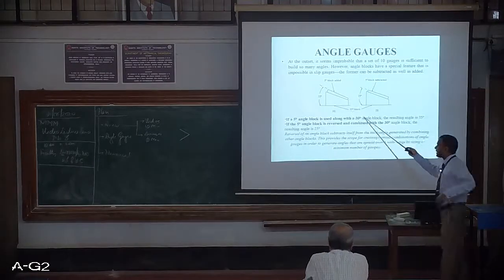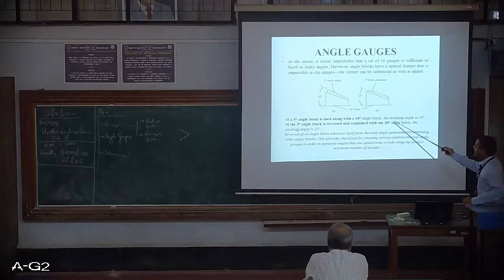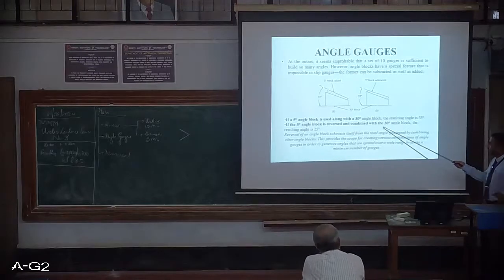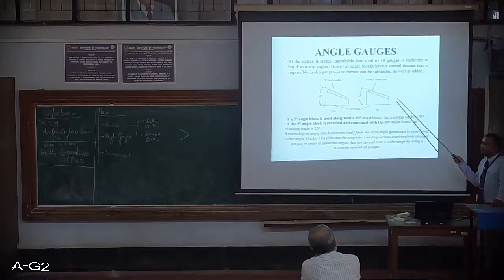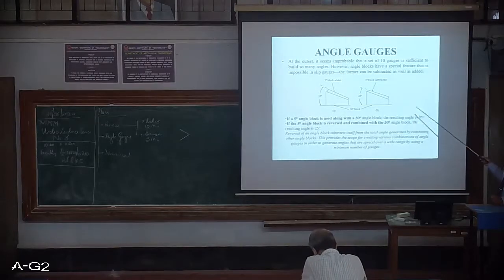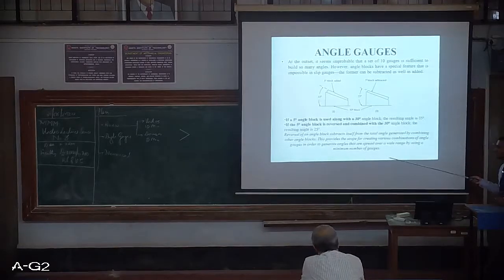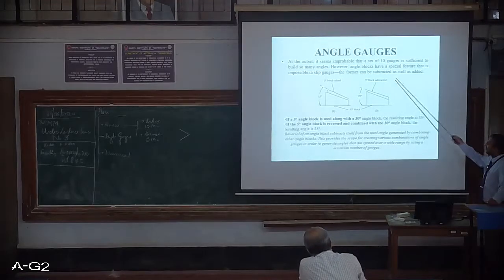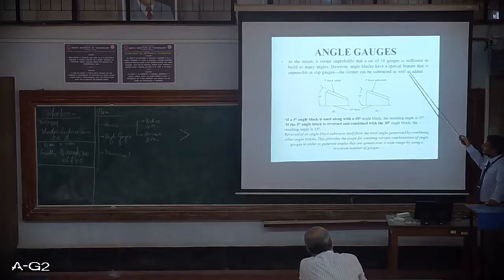subtracting the angle gauge. So over here, if a 5 degree angle block is used along with a 30 degree angle block, the resulting angle is 35 degree. And if the 5 degree angle block is reversed and combined with the 30 degree angle block, the resulting angle is 25 degree. In this way, we can set any particular value between 0 to 99 degree.